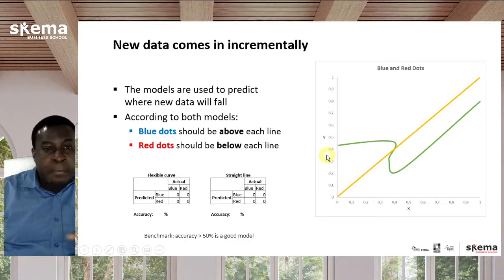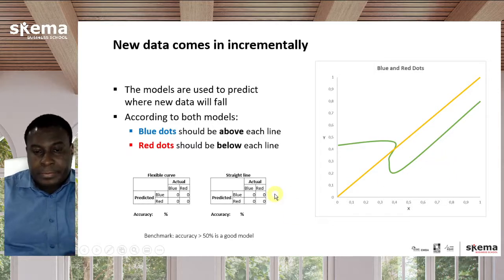So again, this is simulated data, and the way to interpret it is that once the dot appears above any line, then the prediction is that it's a blue. Once it appears below the line, the prediction is that it's a red.